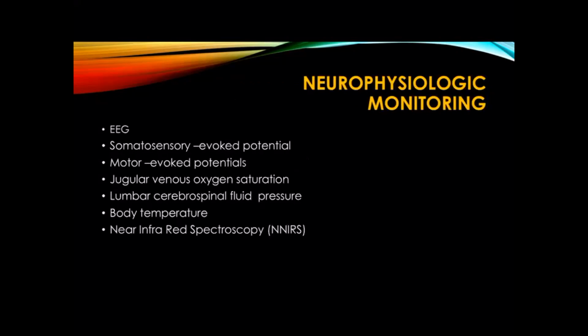Regarding neurophysiologic monitoring, theoretically we should monitor all these things: EEG, somatosensory evoked potential, motor evoked potential, jugular venous oxygen saturation, and lumbar cerebrospinal fluid pressure. Normally we monitor the lumbar cerebrospinal fluid pressure and body temperature, both core and periphery, because in the due course of rewarming the difference between these two temperatures is very important. And also near infrared spectroscopy, NIRS.